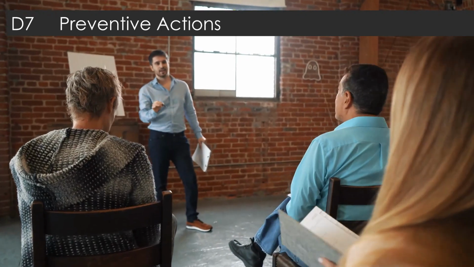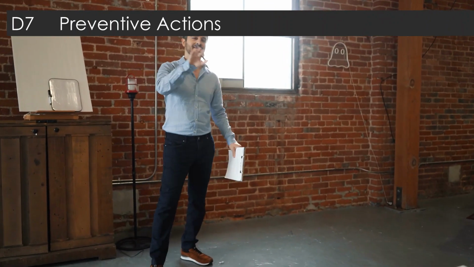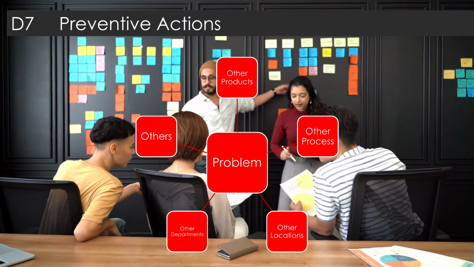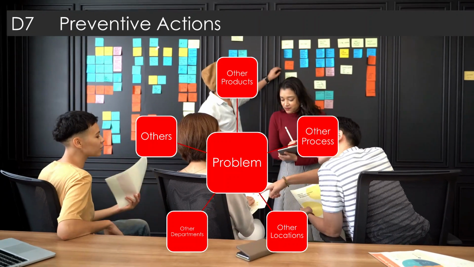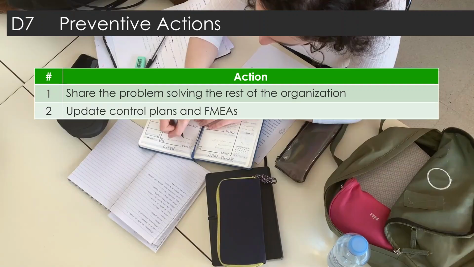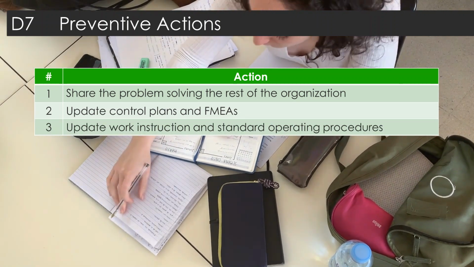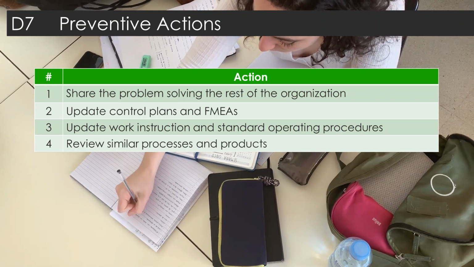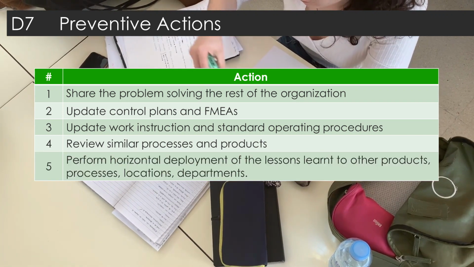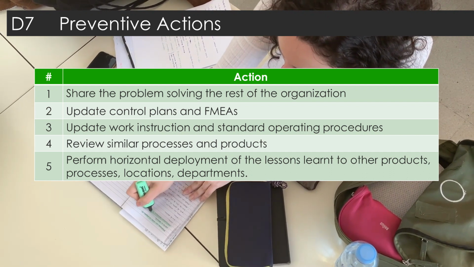D7. Preventive actions. In this case, the idea is how to make horizontal deployment of the lessons learned. Basically, understand how the root cause can happen in other products, processes, locations, departments, you name it. The actions are: share the problem solving with the rest of the organization, update control plans and FMEAs, update work instructions and standard operating procedures, review similar processes and products, check if some preventive actions could be done in advance, and perform horizontal deployment of the lessons learned to other products, processes, locations, departments.